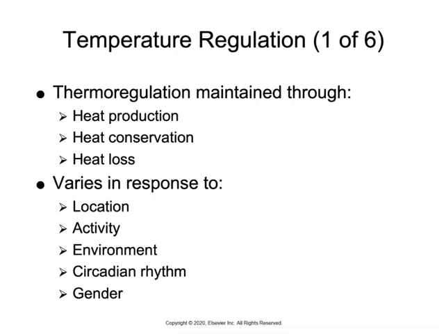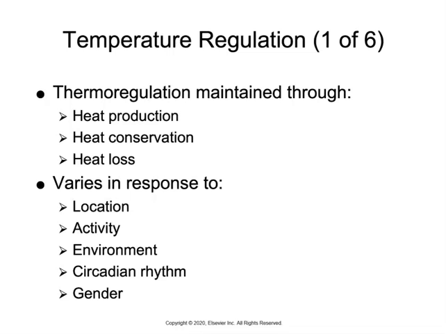Now let's go ahead and shift gears into temperature regulation. And we know a way to discuss that is through the term thermoregulation, and it's achieved through a precise balancing of heat production, heat conservation, and heat loss. And the normal range is going to be about 36.2 to 37.7 degrees Celsius, or in Fahrenheit, it would be 97.2 degrees to 99.9 degrees.